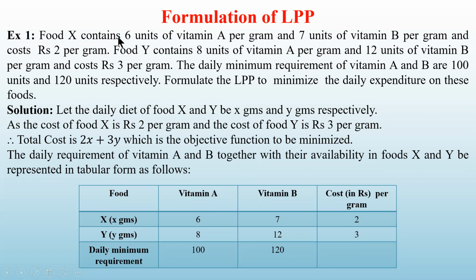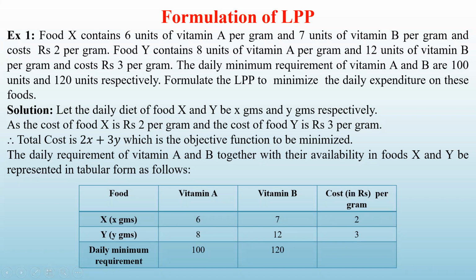Look at here, I will read the data and enter the values in the table. Food X contains 6 units of vitamin A, so here I will write 6, and 7 units of vitamin B. Vitamin B in food X is 7. And what is the cost of food X? Rupees 2 per gram, so cost per gram in rupees is 2. So I have prepared the first row.